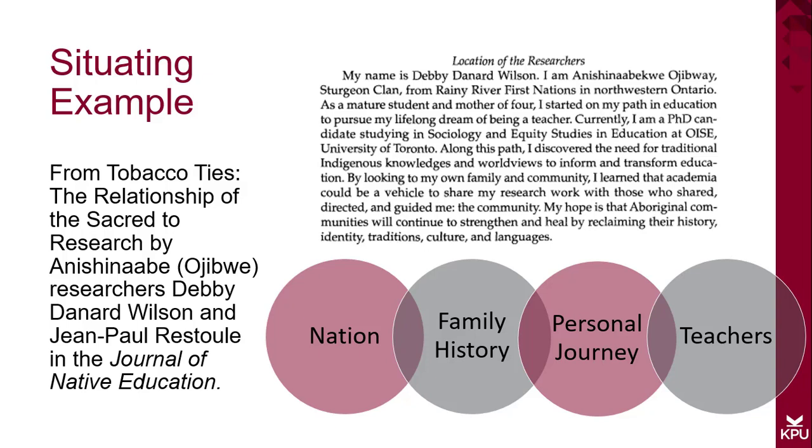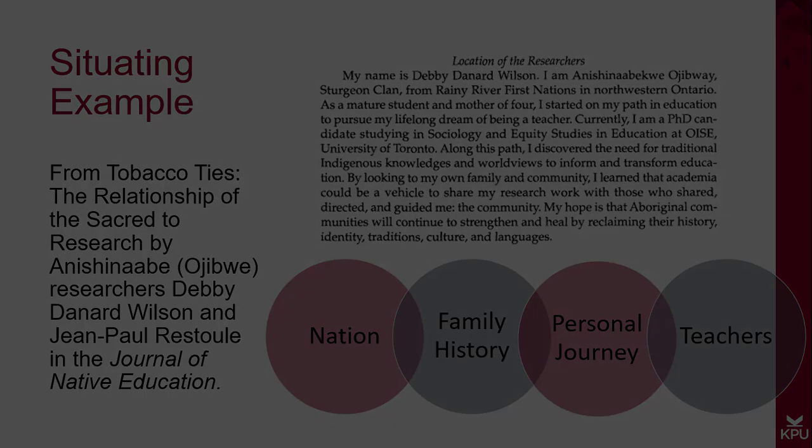"By looking to my own family and community, I learned that academia could be a vehicle to share my research work with those who shared, directed, and guided me, the community." So now the researcher is acknowledging their teachers, the community. And so you can see all 4 components of the situating piece are interrelated and connected in this particular example.